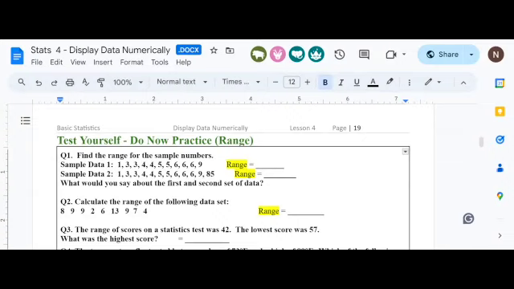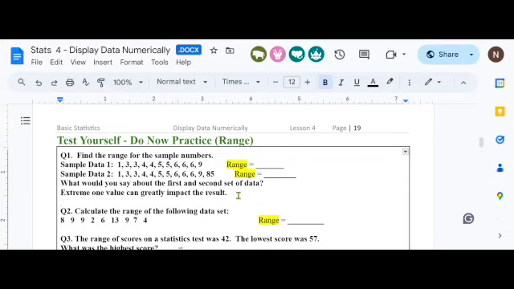So what would you say about the first and the second set of data? We can say that extreme data, one extreme value, can greatly affect the result. Is that clear? So you can write something similar to this.